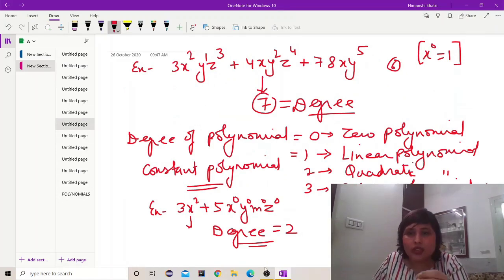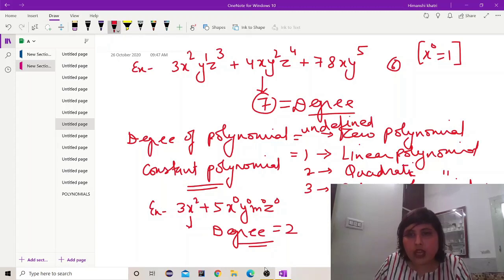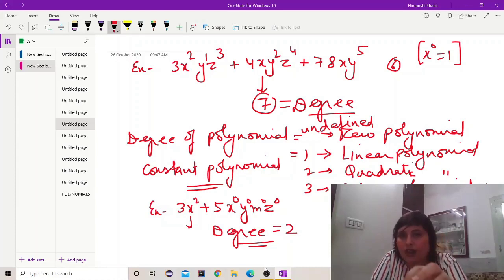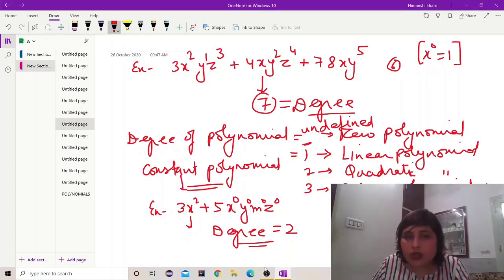Here, sorry, I have written zero polynomial as the example. Replace this degree with undefined. Degree of zero polynomial is undefined. It is not 0. 0 is the zero polynomial. I have written that 0. So the degree of a zero polynomial is what? Undefined. And the degree of a constant polynomial is what? 0. This I am explaining in the next minute.